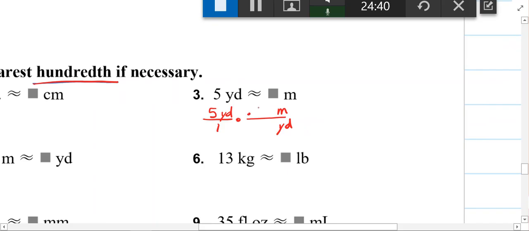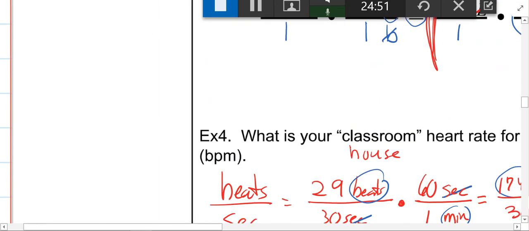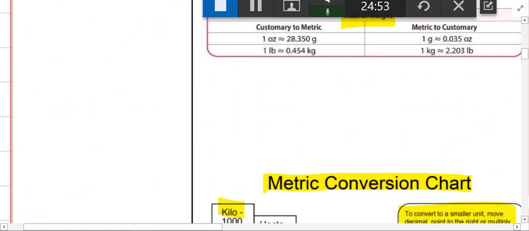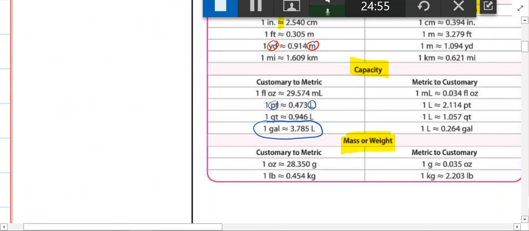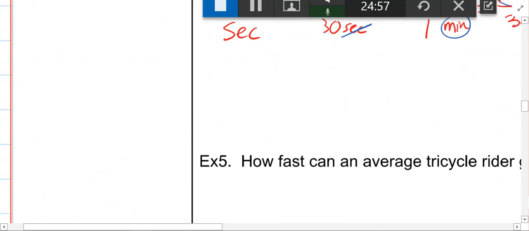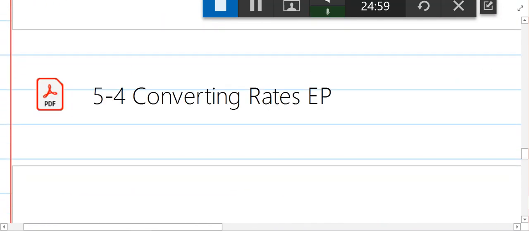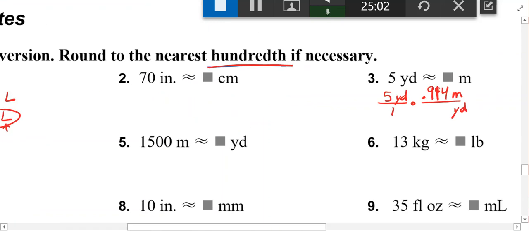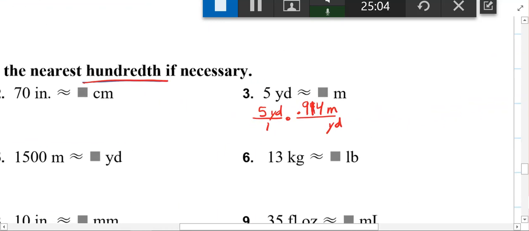Was it 914? Oh no, now I can't remember. I gotta go check. Okay, 0.914. Got it right. Almost did it wrong. 0.914. It's 1 yard. Okay, so let's check with our words. Yards and yards cross out, and all I have left is meters, and that's what I want.